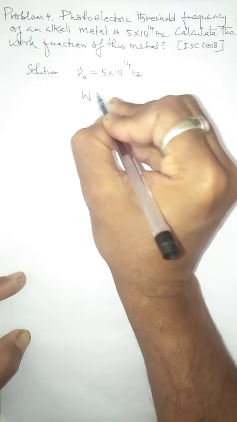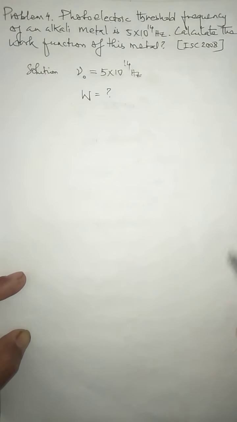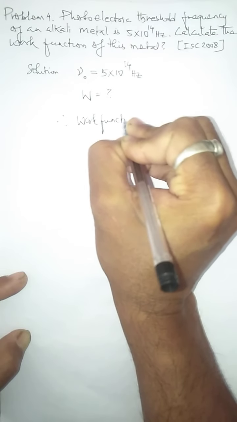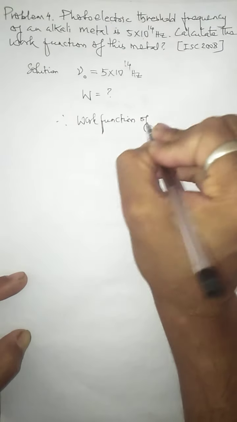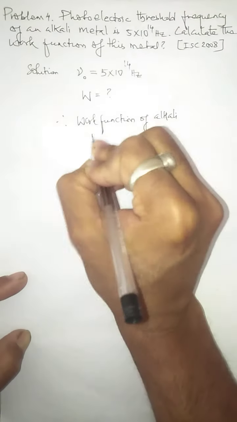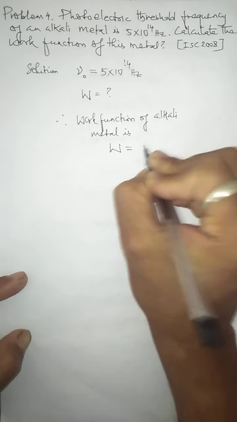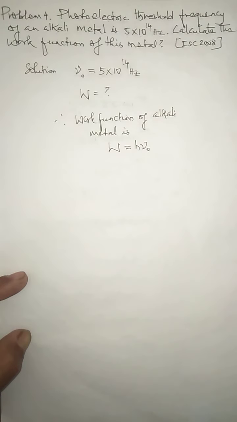So you have to find the work function, meaning W you have to find out. Because you know W is basically the symbol for work function. So this is a simple problem where we directly use the formula of work function. And you know what is the formula of work function? I write it down. This work function we use in terms of the threshold frequency. So the work function of the alkali metal, W, equals h nu naught. See, this is the formula of the work function.